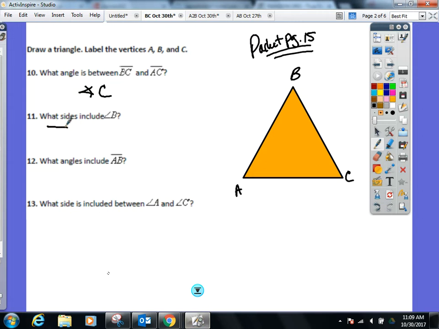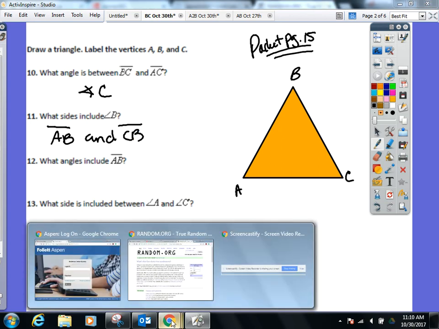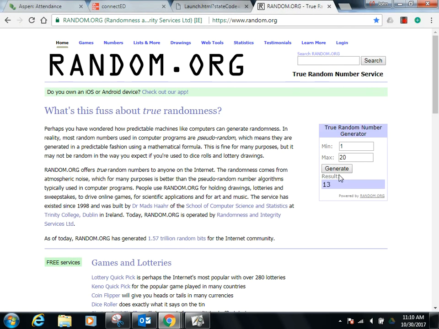Yep, and AB and CB. Yep. Again, you guys see I have AB up here. You could have had BA, same line segment. What angles include line segment BA now? Line segment AB, 13.